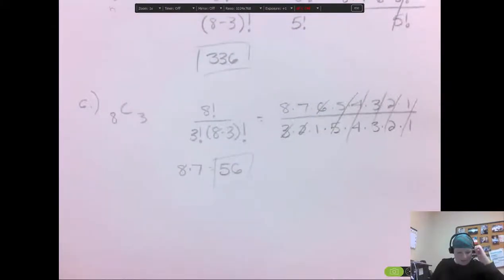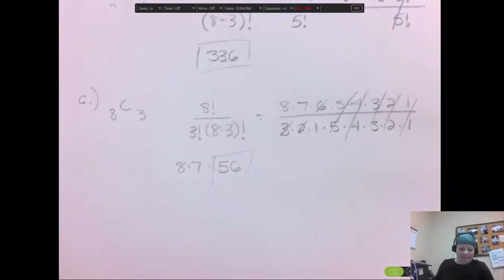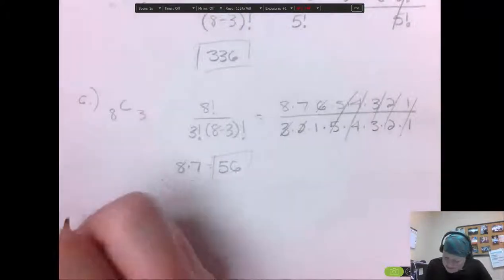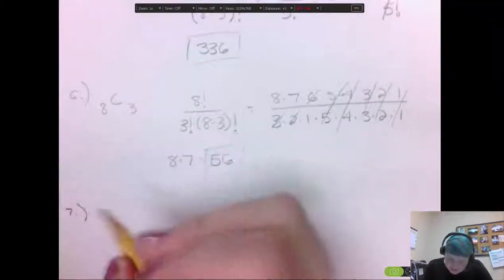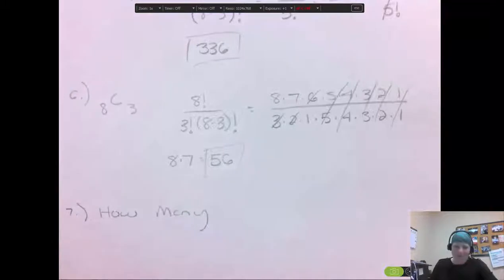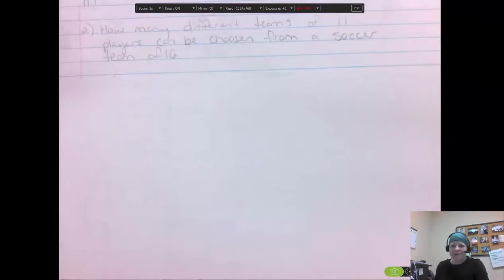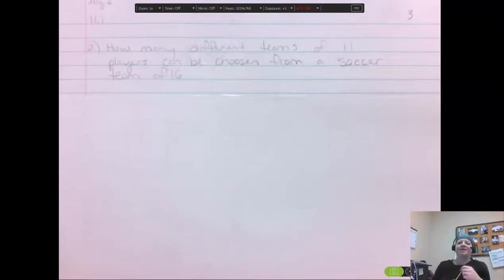All right, so what if I asked how many different teams of 11 players can be chosen from a soccer team of 16? That's my last example. So how many different teams of 11 players can be chosen from a soccer team of 16? So you have 16 on the team and you want to choose 11.